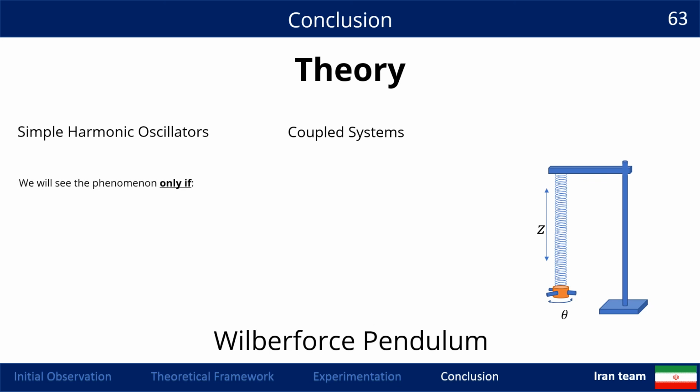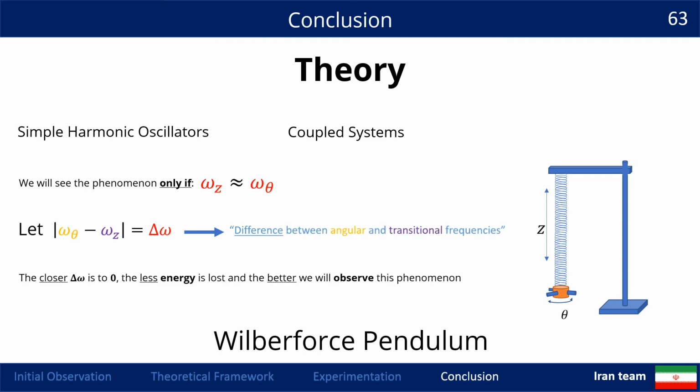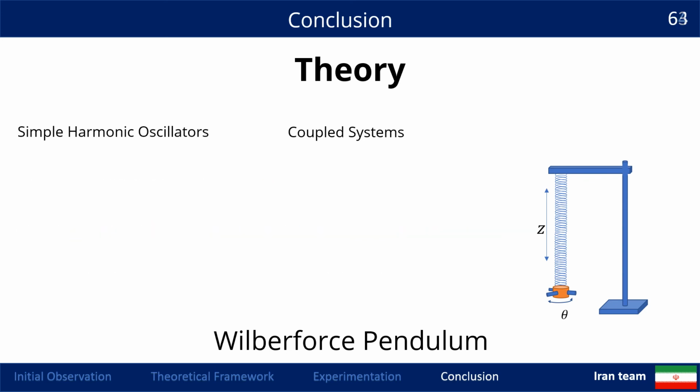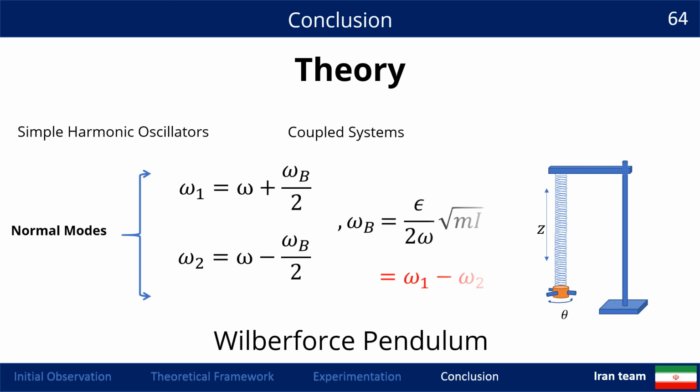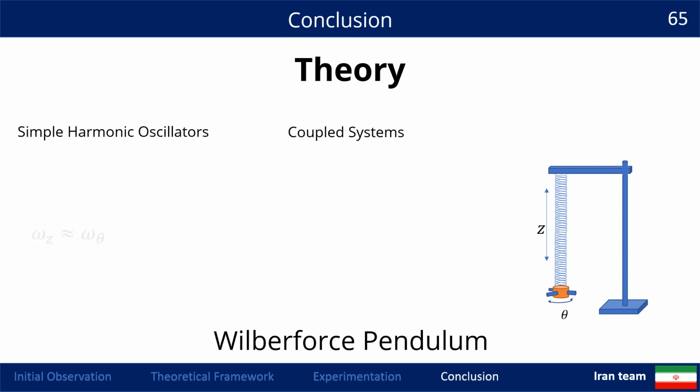We will see the phenomenon only if the frequencies are approximately the same. Now let the difference between these frequencies be delta omega. The closer that delta omega is to 0, the less energy is lost and the better we will observe this phenomenon. So we found the normal modes as discussed in our theory, and then we simplified the equation which we derived for resonance.